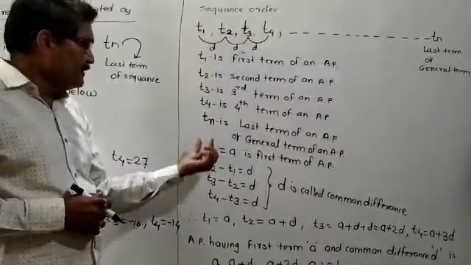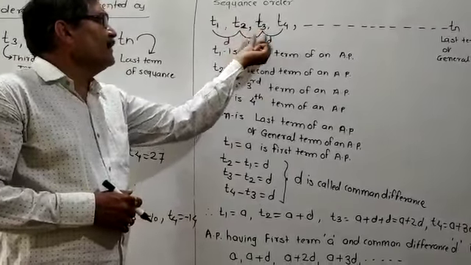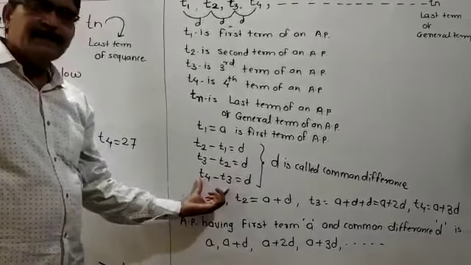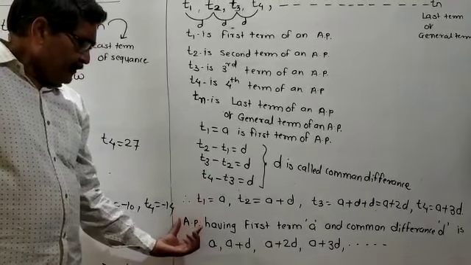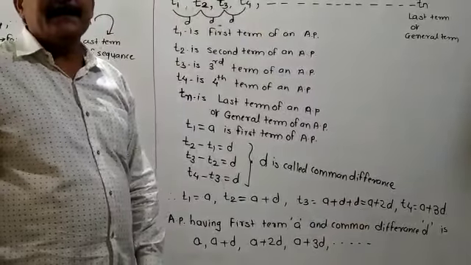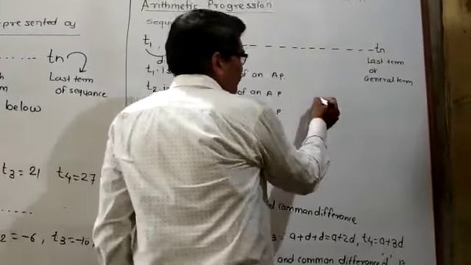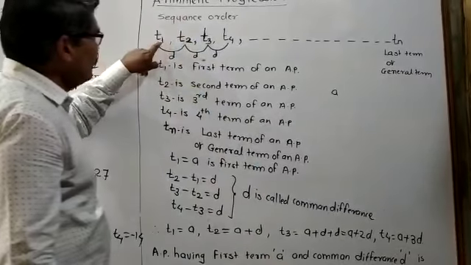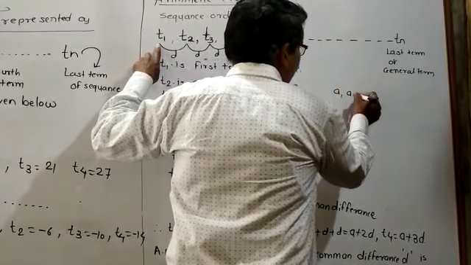So T2 minus T1 is equal to D. T3 minus T2 is equal to D. T4 minus T3 is equal to D. Everybody understand? And you have to write. If the AP has the first term A and the common difference D, how do you write the terms? If you represent the first term as A, how will you write the second term? If this one is A, you have to add D to the first term, so the second term you will write as A plus D.